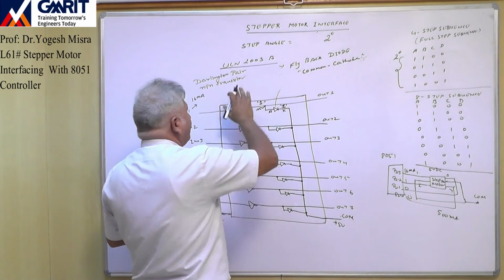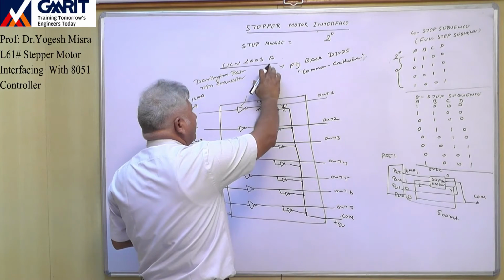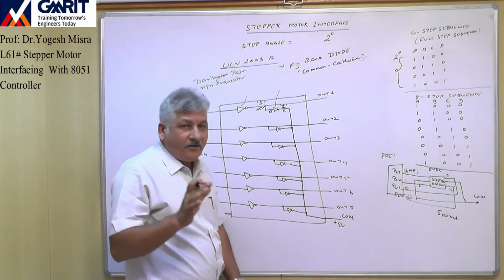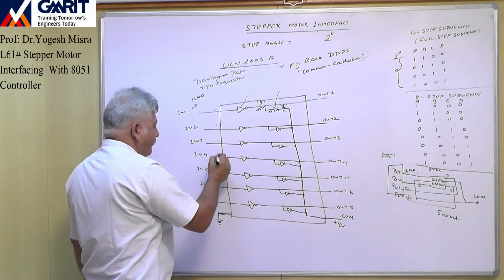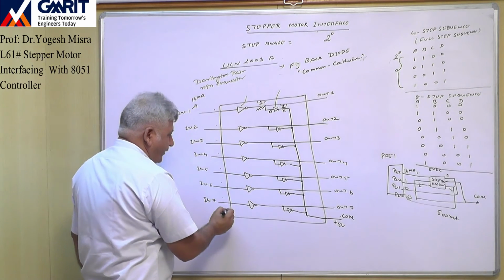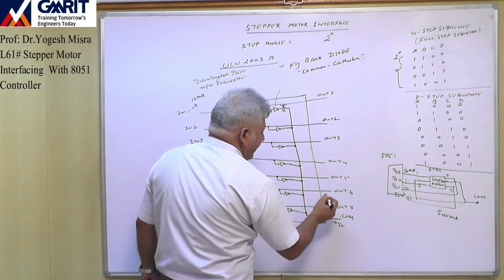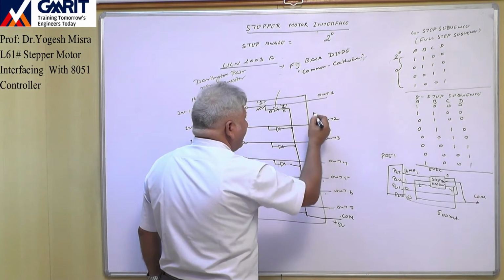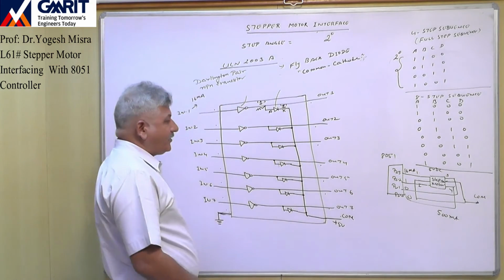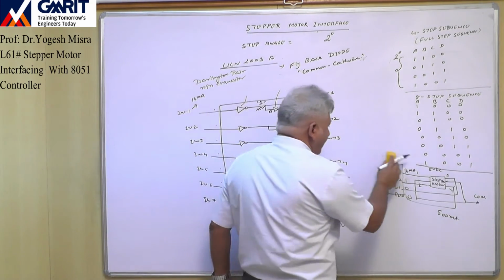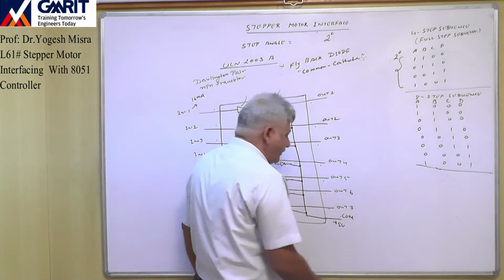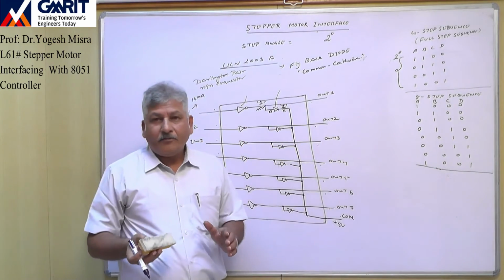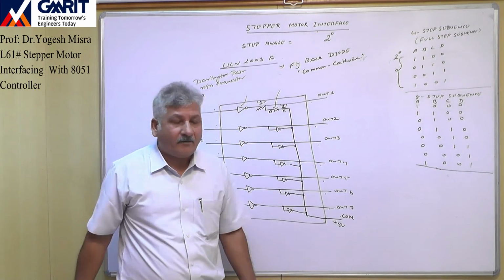So now this ULN2003A is a 16 pin IC. So we will find 1, 2, 3, 4, 5, 6, 7, 8, 9, 10, 11, 12, 13, 14, 15, 16. So this is a 16 pin IC. This IC will be used to interface your stepper motor with your microcontroller.